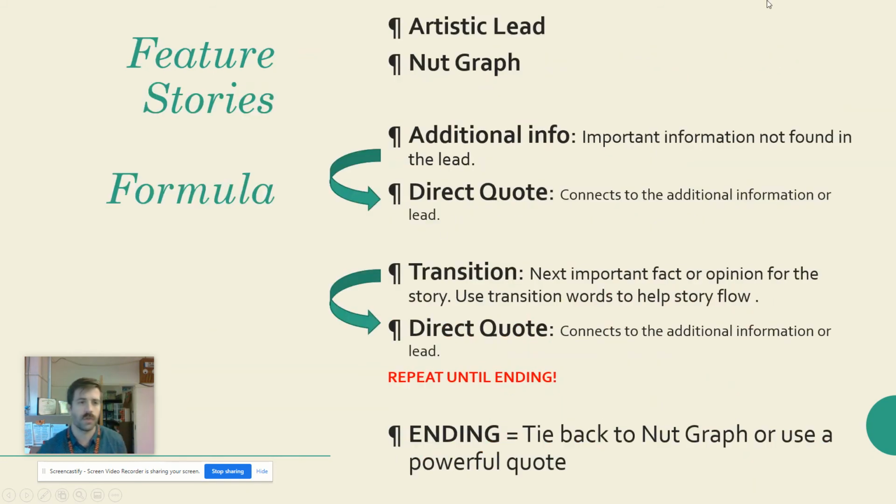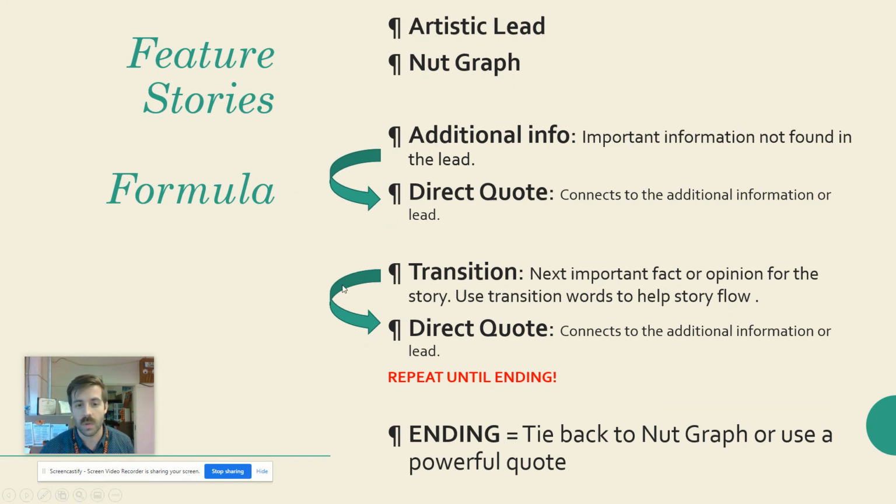So the general structure for writing feature stories is, I'm going to have some sort of lead to grab my audience's attention. My next paragraph is going to explain, here's the focus, here's the thesis and message of my story. And then I'm going to start going through that inverted pyramid, right? I'm going to start with my most important information, then go down to my next important, next important, next important.